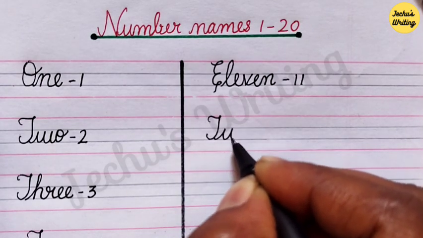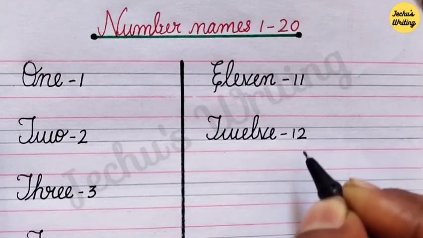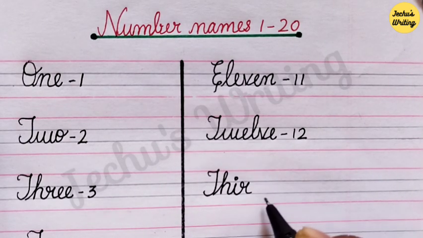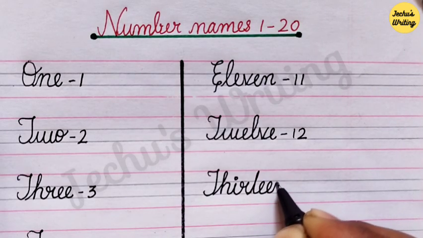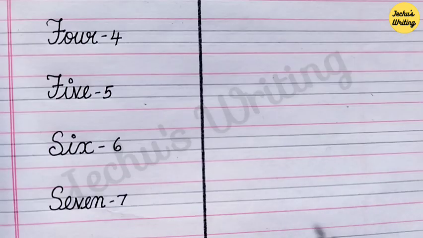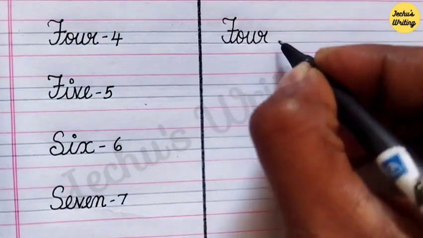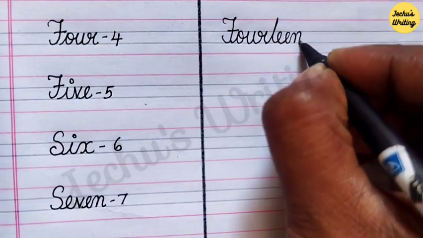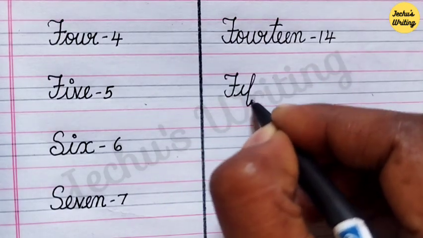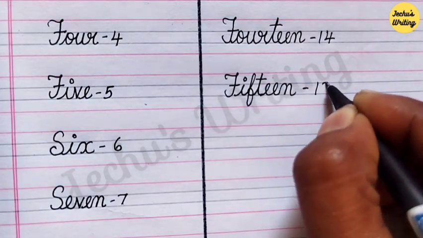T W E L V E, 12. T H I R T E E N, 13. F O U R T E E N, 14. F I F T E E N, 15.